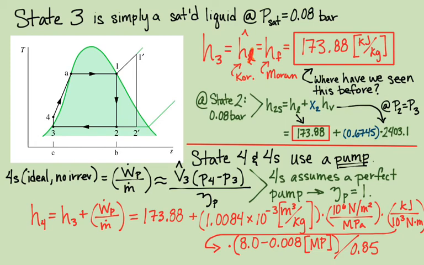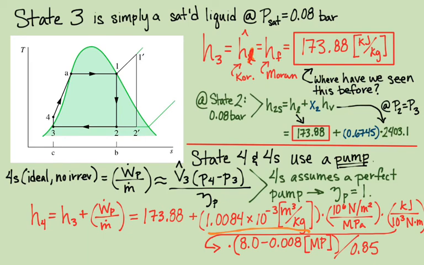And this brings us all the way back to the very first board that we were looking at, where I know I need to convert meters cubed per kilogram into kilojoules, into units that will ultimately multiply out by megapascals to give me kilojoules per kilogram units, so that I finally have the same units. So this is what I look up in the table. I look up 1.0084 times 10 to the minus 3 meters cubed per kilogram. That's a very small number, right?